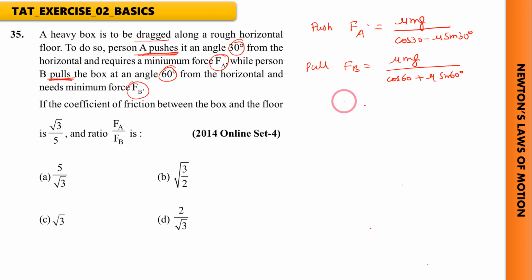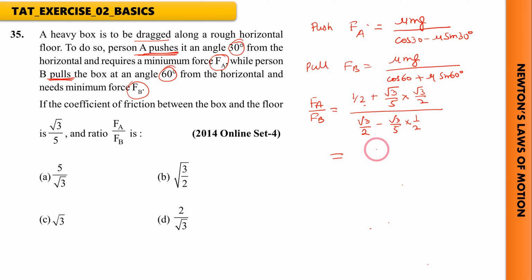Right. Now we have to take the ratio. So it will be Fa upon Fb, in which the mu mg part will cancel. So cos 30 is root 3 upon 2, and cos 60 is 1 upon 2. So keep solving this. In the numerator, we get 3 plus this, 8 upon 10 in the numerator, and the denominator will be 5 minus 1, that is 4 root 3 upon 10. So after solving this, we are getting 2 upon root 3. So this is the answer.